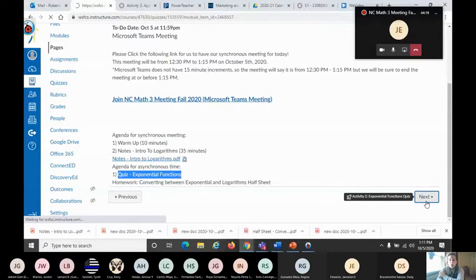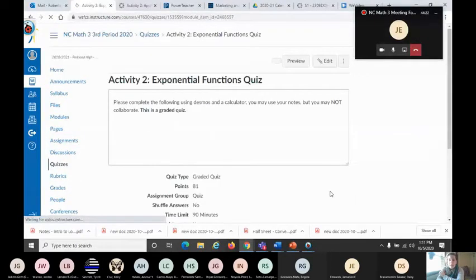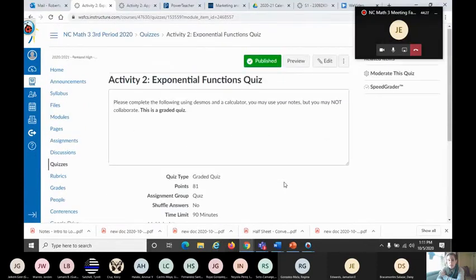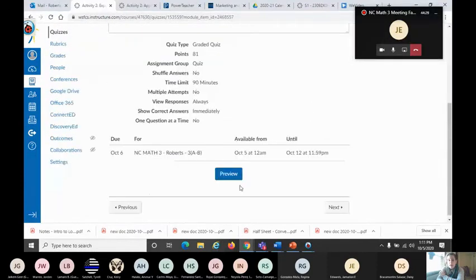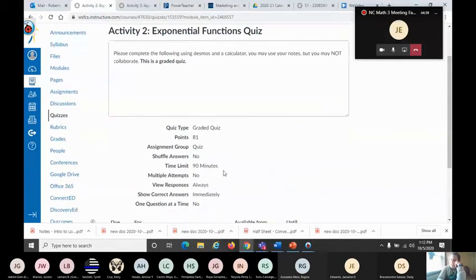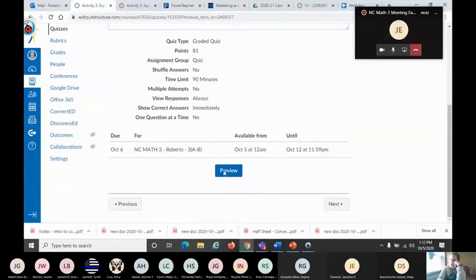So I'll show you guys the quiz. This quiz is graded. It's 81 points. This is the chance for you to redeem any quizzes that have not done well before. You may use your notes, Desmos, and a calculator, but do not collaborate with anybody. I have a time limit, and I think I only have one submission on it, so please do your best the first time. It's just a little quiz through Canvas, so you don't have to write on a sheet of paper and upload anything. And then the next one is your homework.